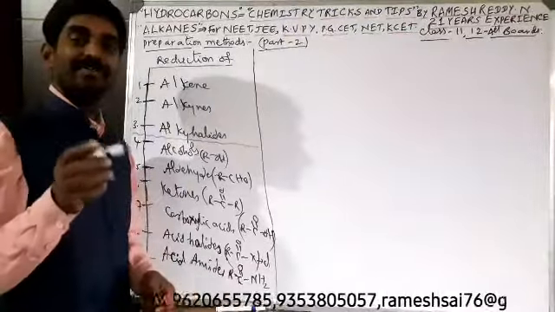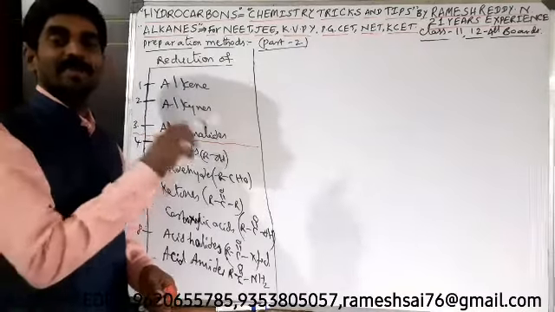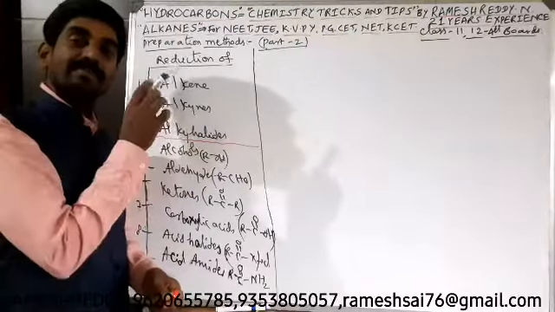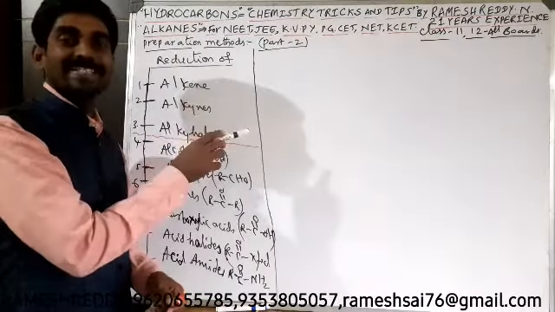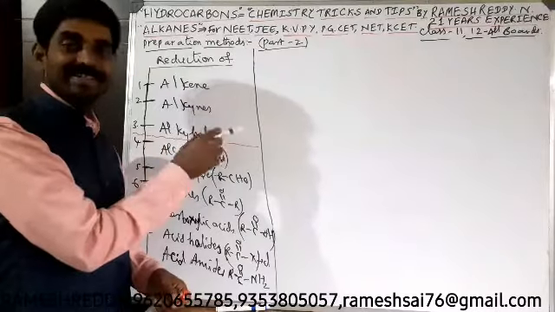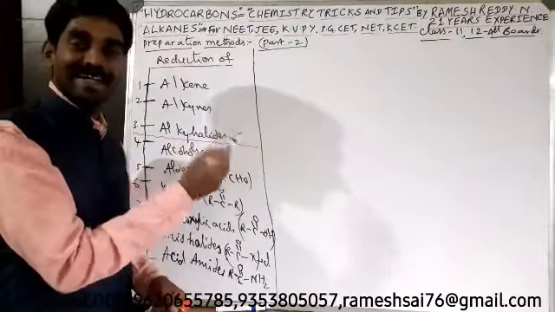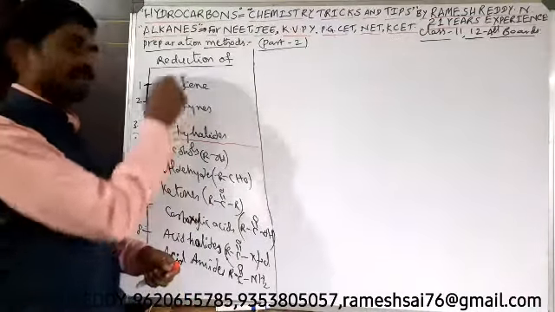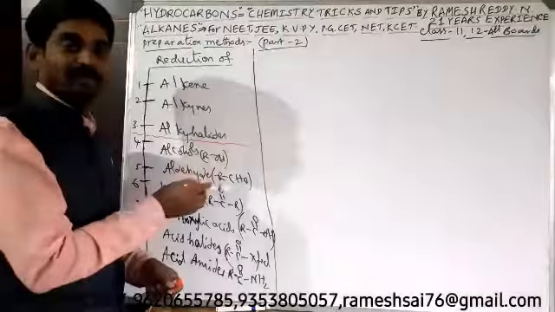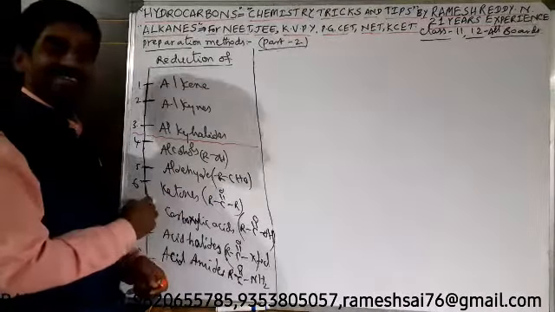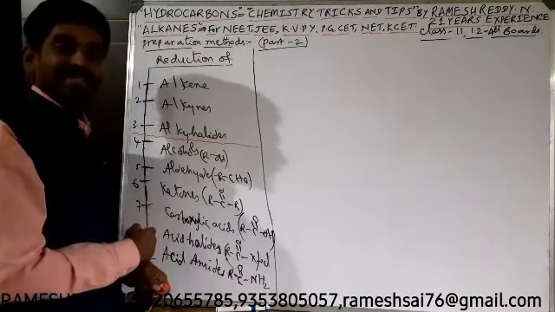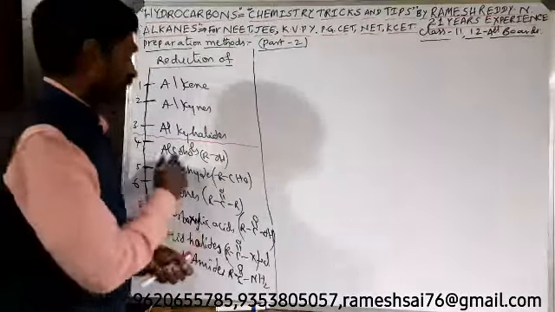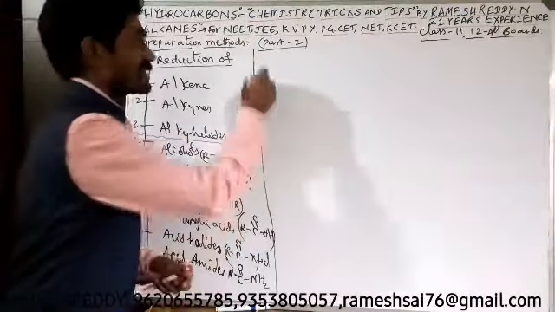Friends, now we are going to discuss preparation methods of alkanes, Part 2. In the first part, we did preparations of alkanes by the reduction of alkenes, alkynes and from alkyl halides. Now, in this part, we are going to do preparations of alkanes by the reduction of alcohols, aldehydes, ketones, carboxylic acids and acid derivatives, acid halides and amides. Right, let's start. Here, from alcohols, how to prepare alkanes.